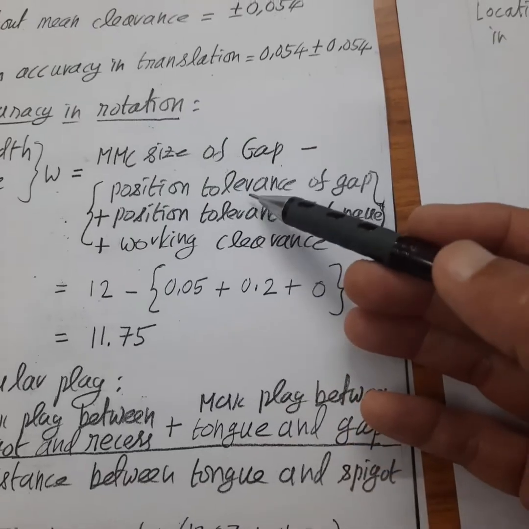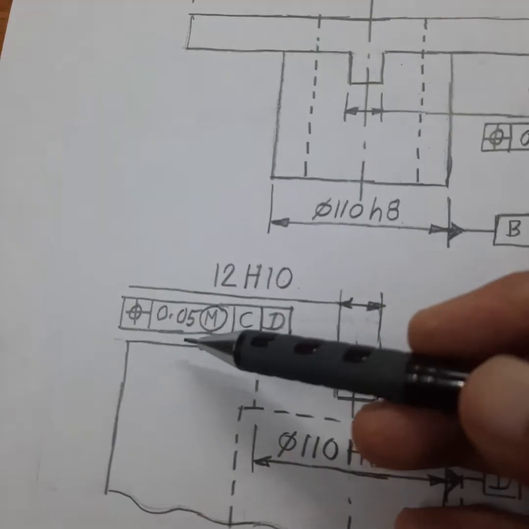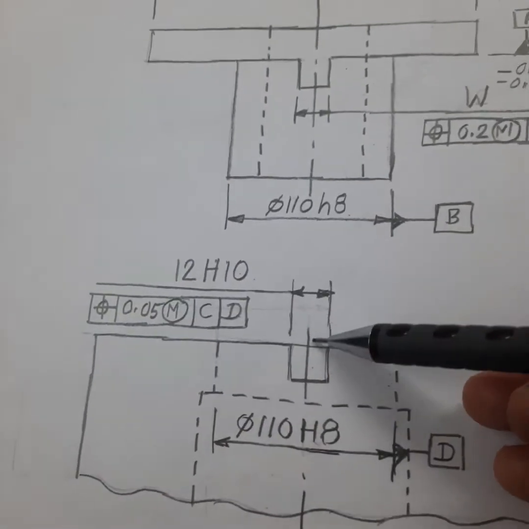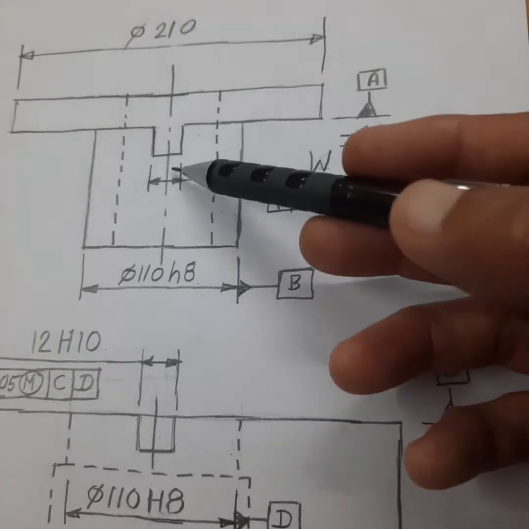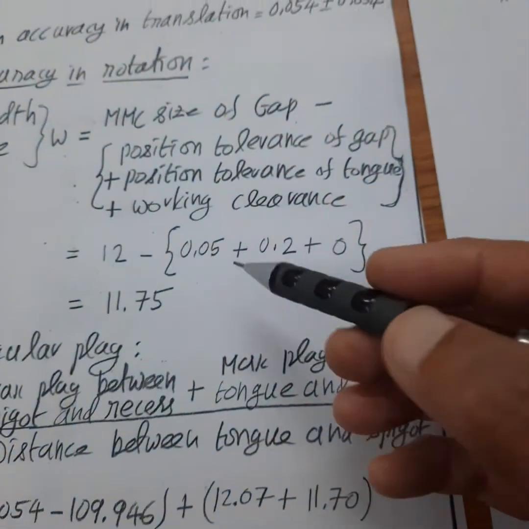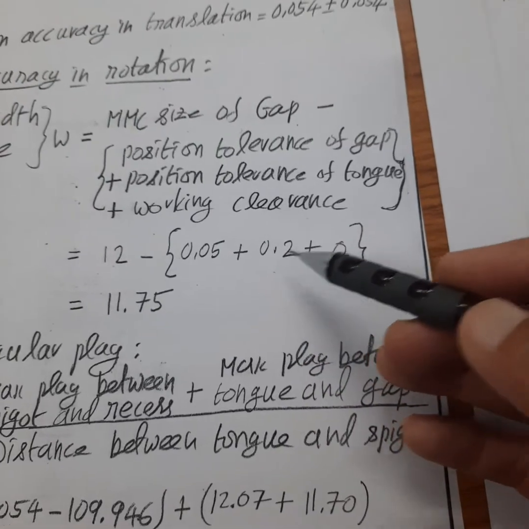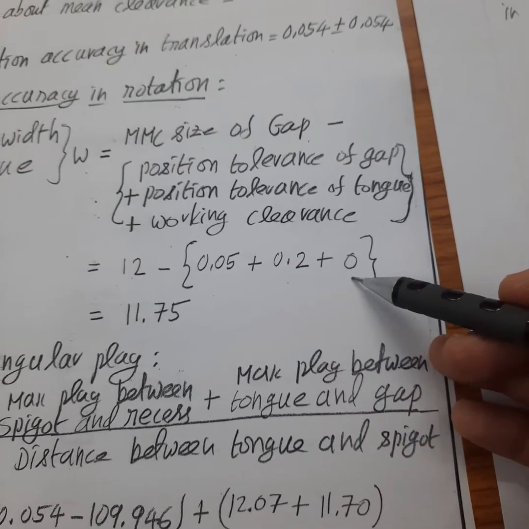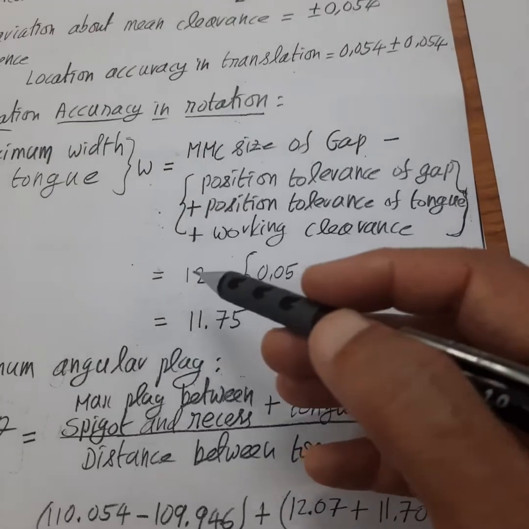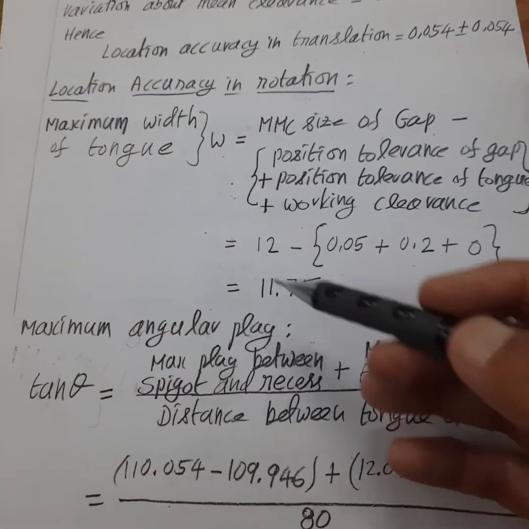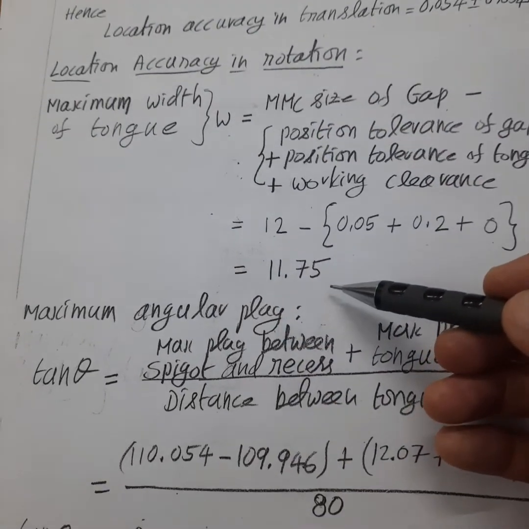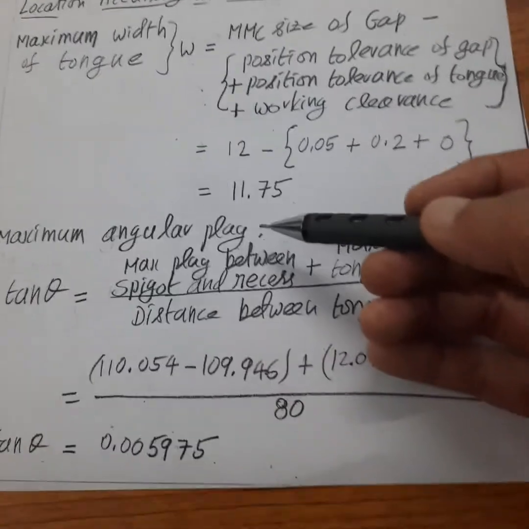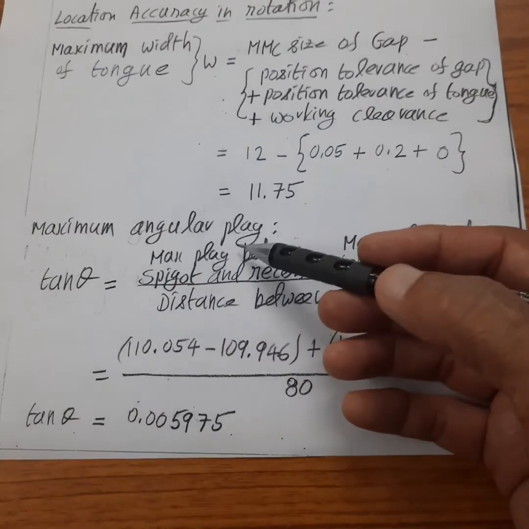minus the position tolerance of the gap, which is 0.5 as given here. So 0.5 is the position tolerance assigned to the gap, and 0.2 is the position tolerance assigned to the tongue. If you consider these two values, 0.5 plus 0.2, plus working clearance, taken as 0 for this example, the maximum size of the tongue W is arrived at as 11.75. From this I can find the maximum angular play.